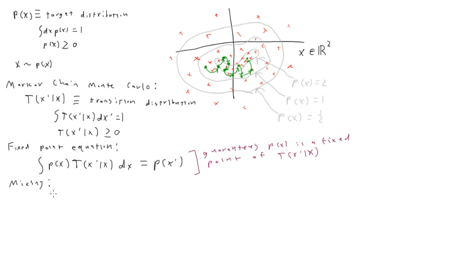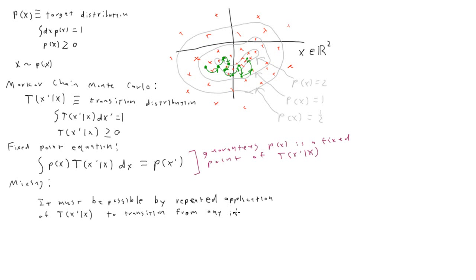In addition to the fixed point equation, the transition distribution, T of x prime given x, must satisfy one other requirement, which is known as mixing. What this requirement says is that it must be possible, by repeatedly applying T of x prime given x, to get from any initial location in the probability distribution to any other location in the probability distribution. For most of the choices for T of x prime given x that you're likely to make, mixing will automatically hold. I'm not going to go into the details of this in this lesson, but the mixing constraint is usually stated more precisely as a constraint on the eigenvectors and eigenvalues of the transition distribution T.